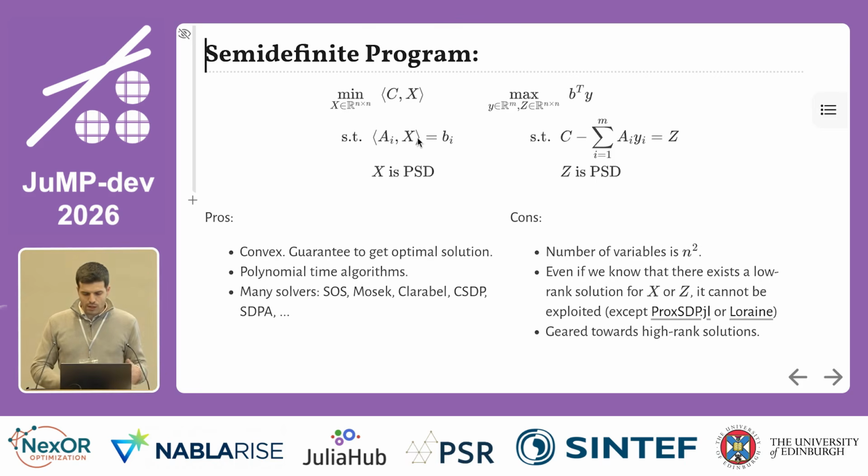And the thing is that sometimes you know that maybe X or maybe Z, there is a solution that's actually low rank, but here you cannot really exploit it except in some solvers that you can check. And even sometimes these solvers are actually geared to a high rank solution, and so after you find the solution, if you were looking for low rank, you may be disappointed.